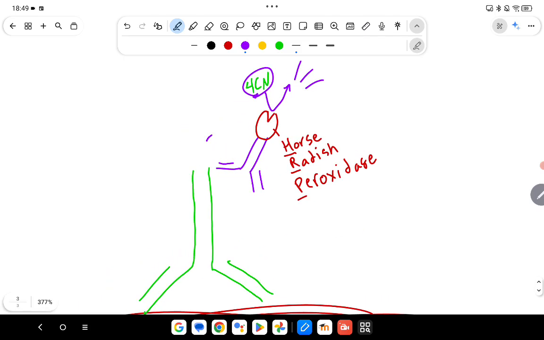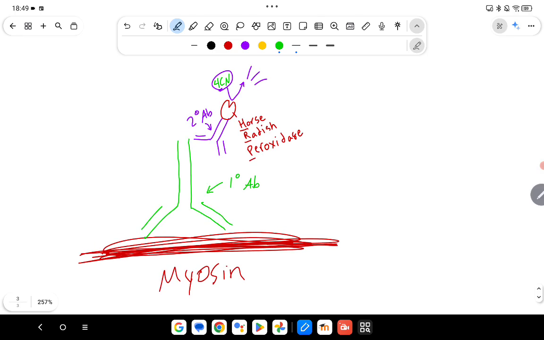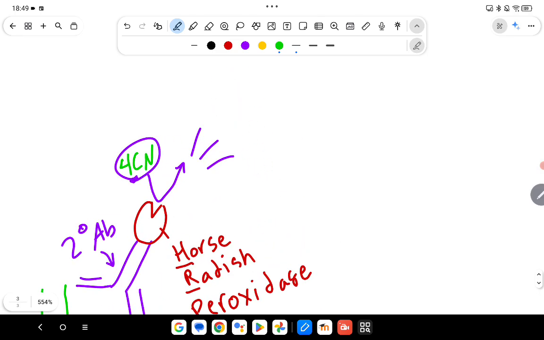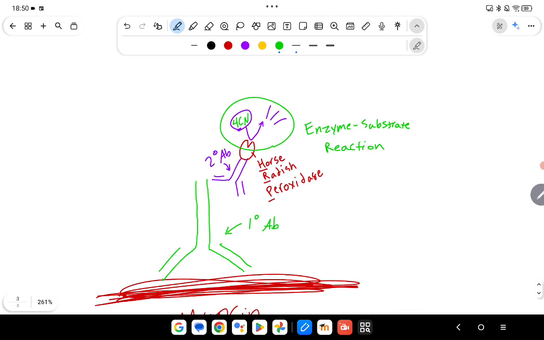Okay, so secondary antibody right here, and this is the primary antibody. What's happening here is that you have an enzyme substrate reaction. That's what's happening between these two components of immunodetection.